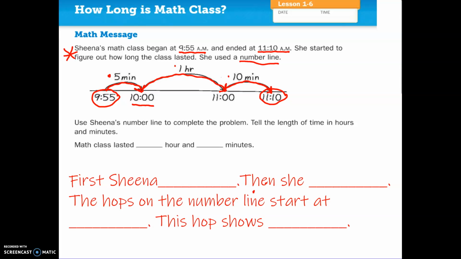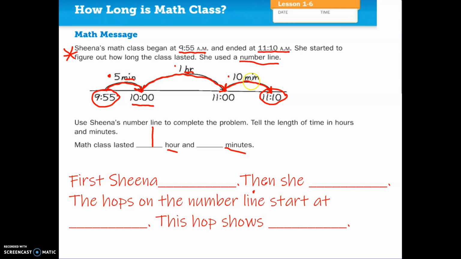Then what she needed to do was figure out how many hours and how many minutes long her class was. That's why it's important when you write above your hops, not only do you tell how long it was, but you need to write down whether it was minutes or whether it was hours. Then it's easier for you to go back and put those together. So when I'm looking here, it was only 1 hour.